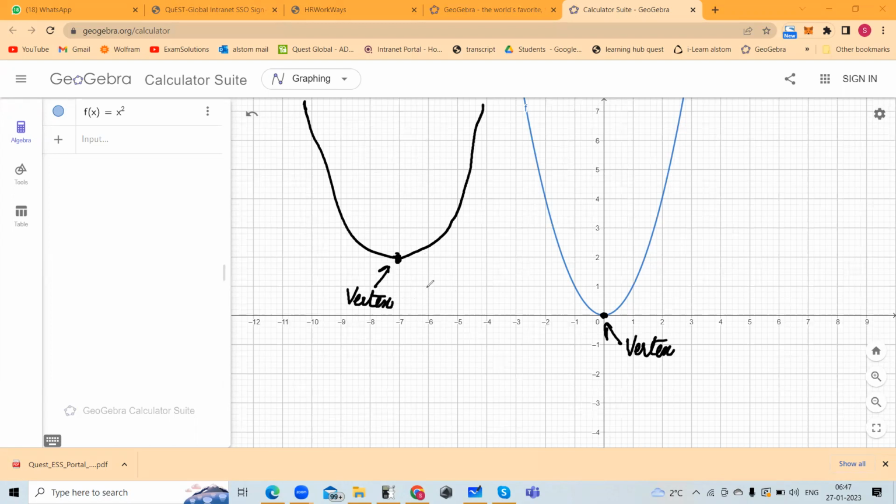Now, if you want to shift this parabola, which has the equation y equals x squared, to this place, what should we do? You would do the negative x. y equals x squared is an equation. So what changes will you make to get the equation for this parabola?